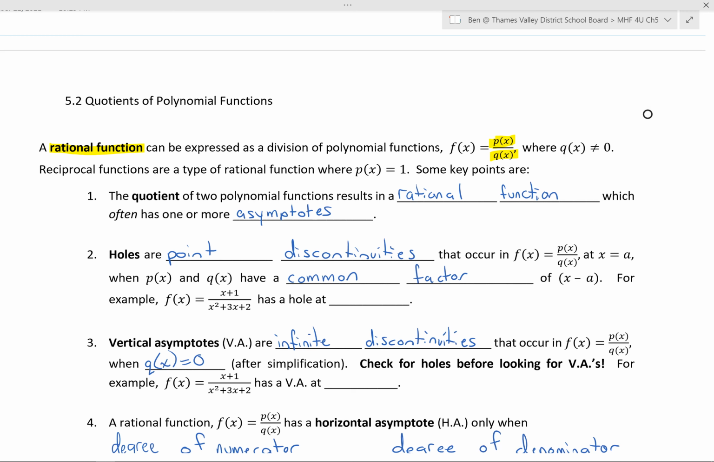Now, reciprocal functions, like I said, that we studied in section 5.1, they're a kind of rational function where our numerator just equals 1. Well, we're going to study more complicated rational functions today. So the quotient of two polynomial functions, again, that creates a rational function, which often has one or more asymptotes.